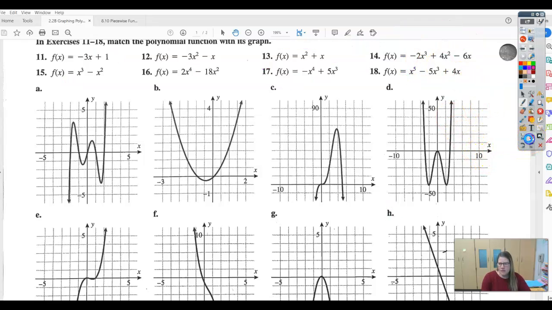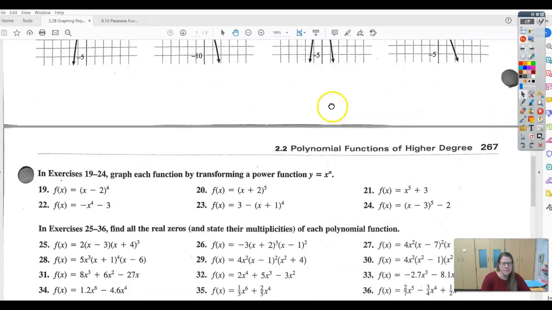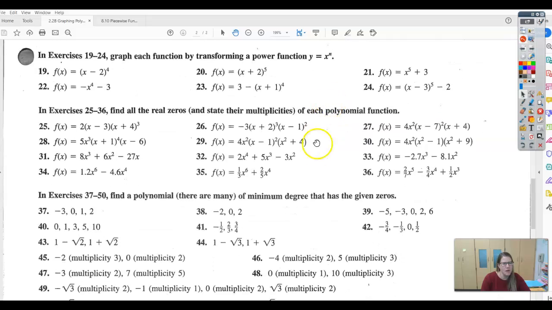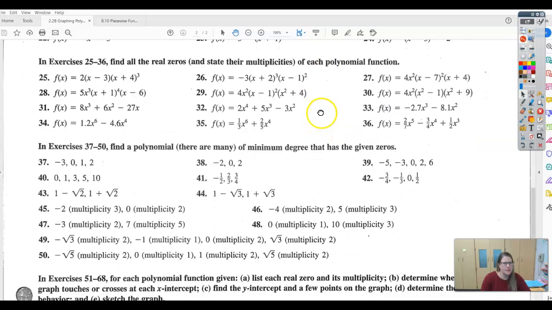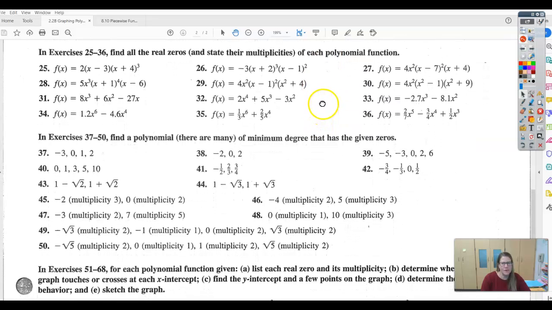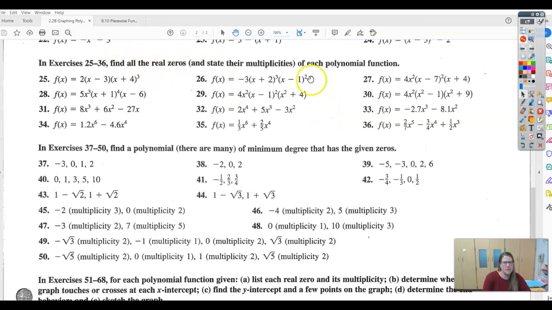All right, so the next thing we talked about on Thursday, or actually I think this was the day before, we're going to skip down here. We're going to look at 25 through 36. We found real zeros and stated their multiplicities. So if you remember, zeros and solutions to the function are the same thing. They're just different names for the same thing.